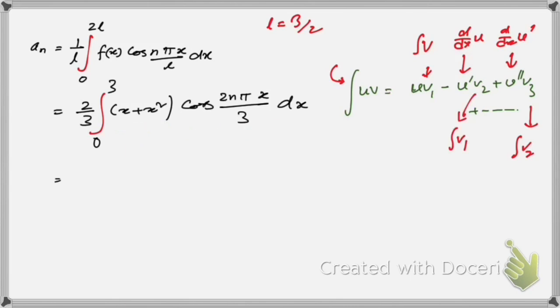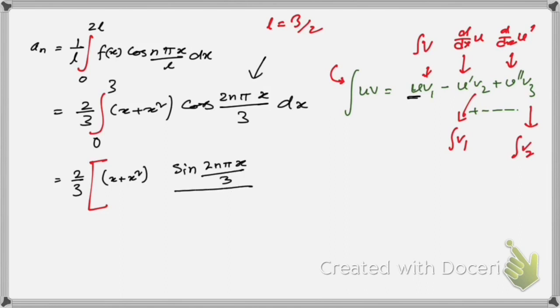So first let us take here 2 by 3. First what we're going to write, u is here x plus x square, right? Then v1 is the integration of v. If you integrate this, then you're going to get sine of 2 n pi x by 3 divided by again 2 n pi by 3. That's what you're going to get, right?